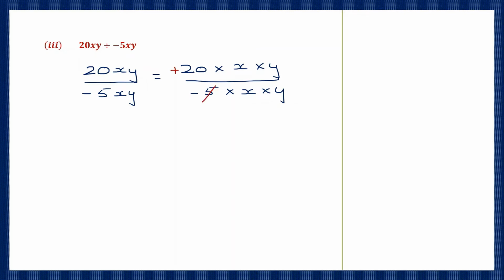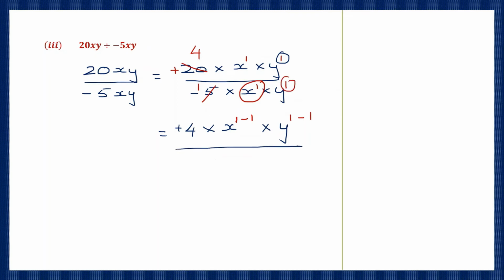I can cancel this. 5 ones are 5, 5 fours are 20. So here I have 4 in the numerator and x to the power of 1. This is 1 and this is 1. Y also I have 1. Using the exponent law, it's x to the power of 1 minus 1 into y to the power of 1 minus 1. And in the denominator, I have minus 1 only left. Everything else has been removed.